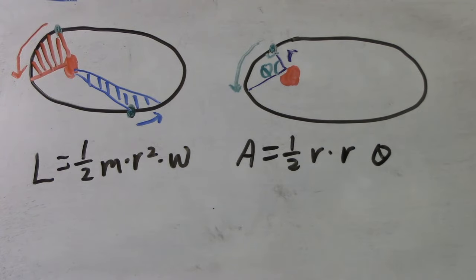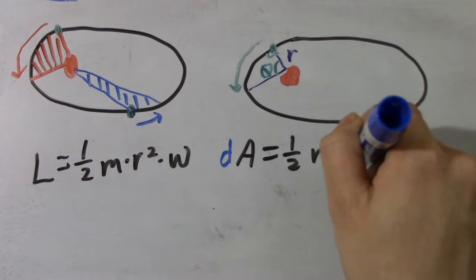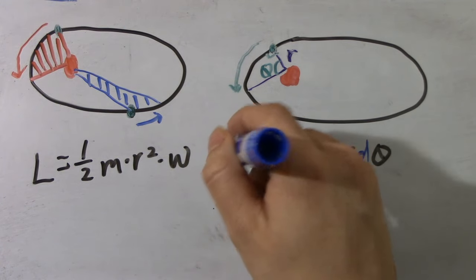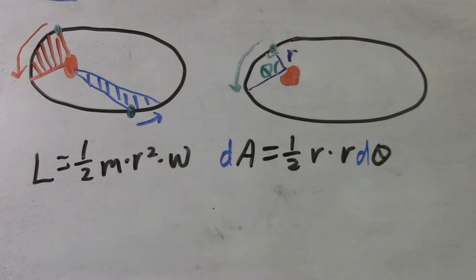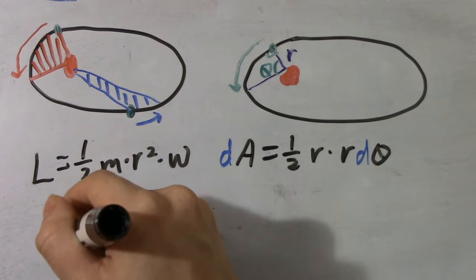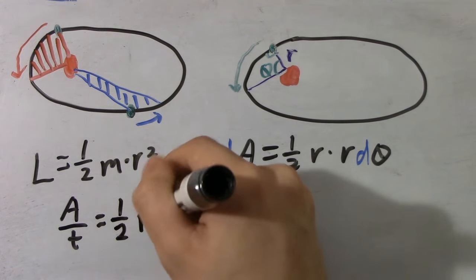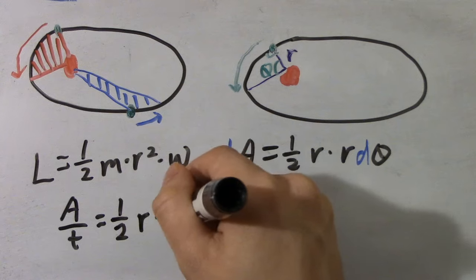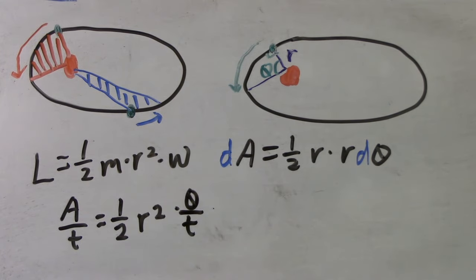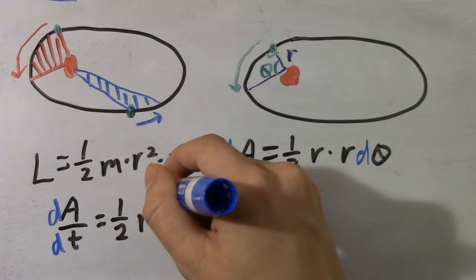More accurately, this is written as dA equals 1/2 r times r d theta, where dA and d theta are the infinitesimal area and angle, respectively. However, we will not worry about this distinction here. If we then divide both sides of this equation by t, or dt if we use the calculus form of this equation, we get A divided by t equals 1/2 r squared times theta divided by t.